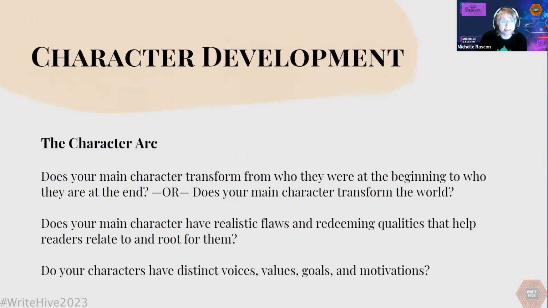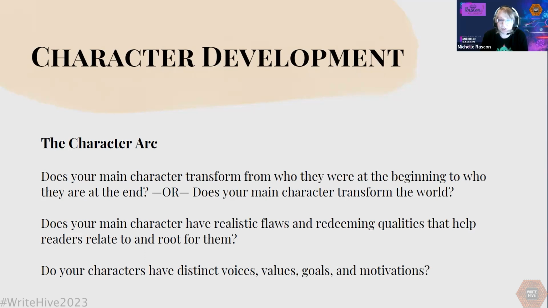The next one is the character development. This is the character arc, and these are the questions that you should be asking about the character arc. This is going to be through the whole manuscript, not just the beginning. Does your main character transform from who they were at the beginning to who they are at the end? Or does your main character transform the world?